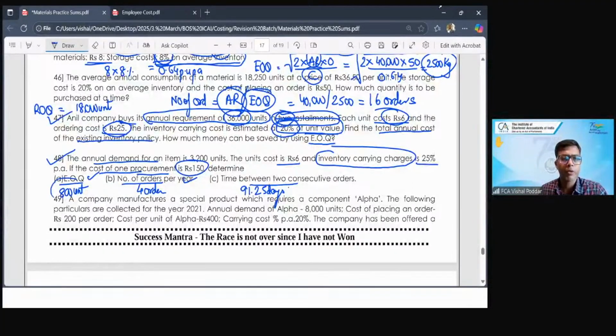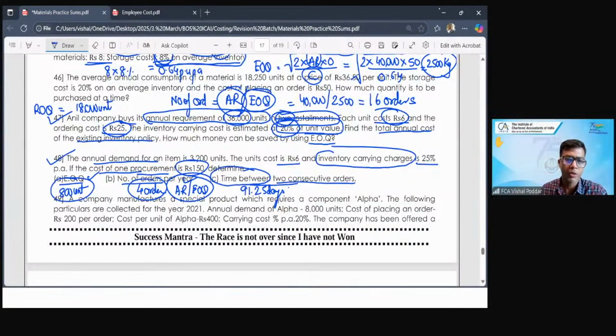So 800 units we calculate by the above formula of EOQ. The number of orders is AR upon EOQ, correct? That is 3,200, which is your annual requirement, upon 800 units, which is your EOQ. So 4 orders is the answer. Now, this is the new question. What is the time gap between 2 orders?